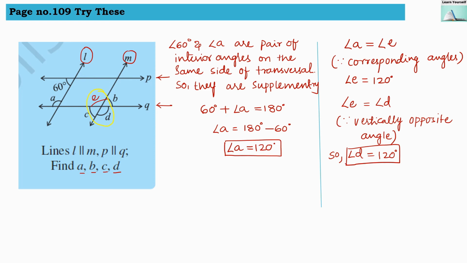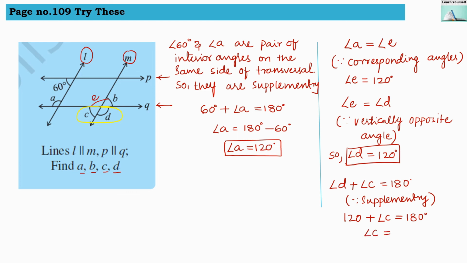Now as you can see, angle D and angle C, they both are making a linear pair. So they are supplementary. So the addition of angle D and C will give us 180 degree. Here we know that angle D is 120 degree, but angle C we need to find out, and the total is going to be 180 degree. So angle C equals 180 minus 120 equals 60 degree. So this is going to be our third answer, that is angle C equals 60 degree.